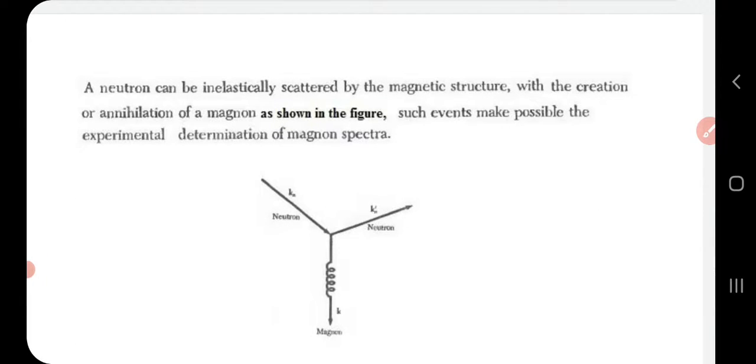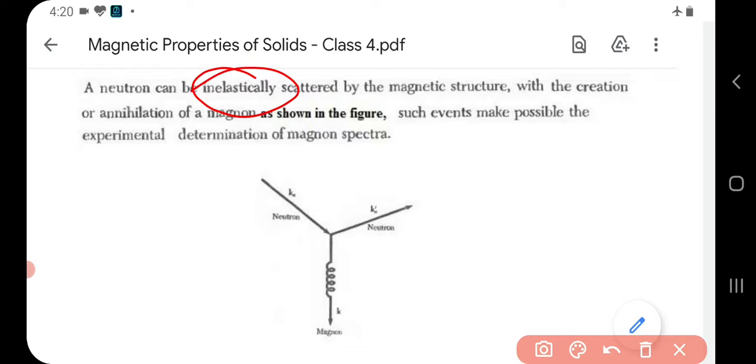Now, how does a neutron interact with a crystal, or what is the mechanism of scattering? The scattering is inelastic. That is, a neutron is inelastically scattered by the magnetic structure with the creation or annihilation of a quasiparticle called a magnon. So when a neutron interacts with a crystal, it gets scattered, and that inelastic scattering will lead to the production or annihilation of a magnon. About the magnon we have already discussed. Such events make possible the experimental determination of magnetic spectra.